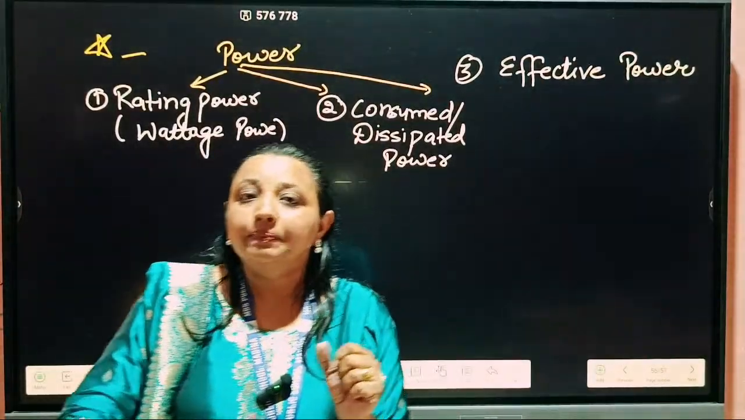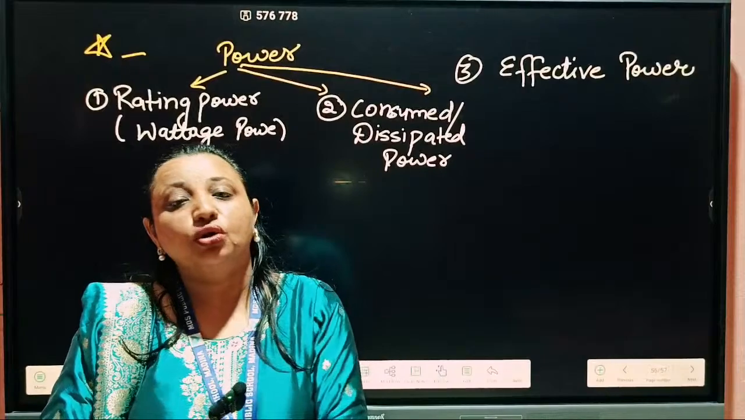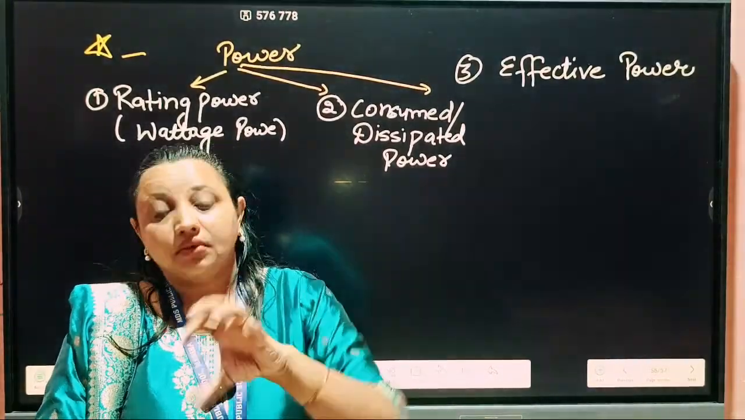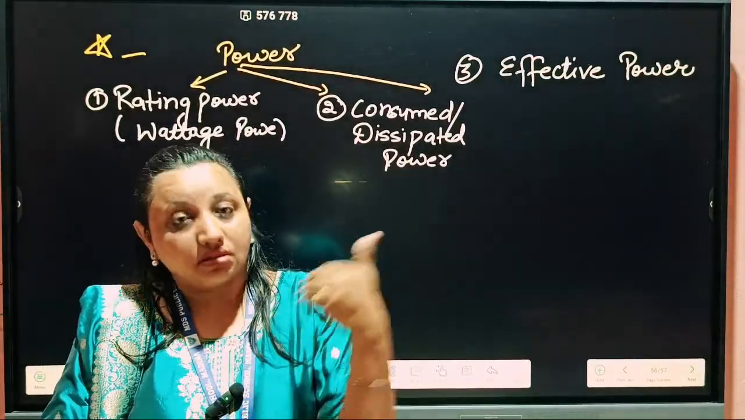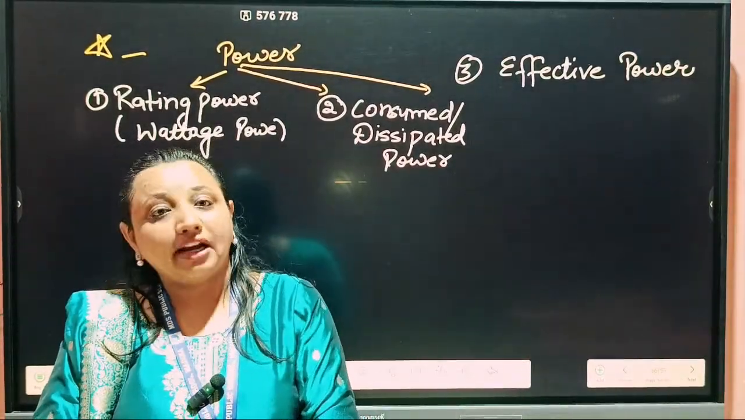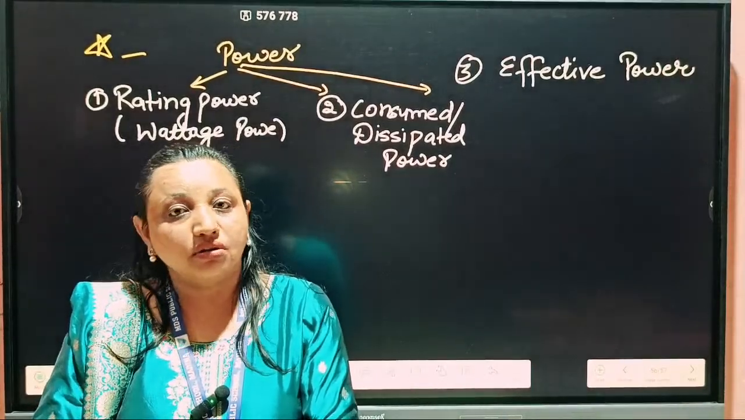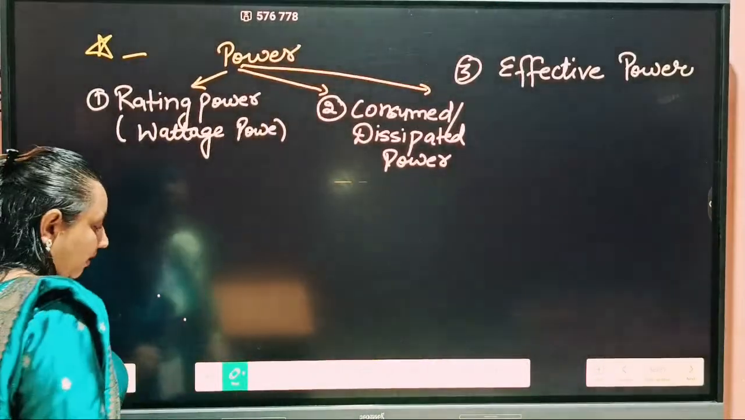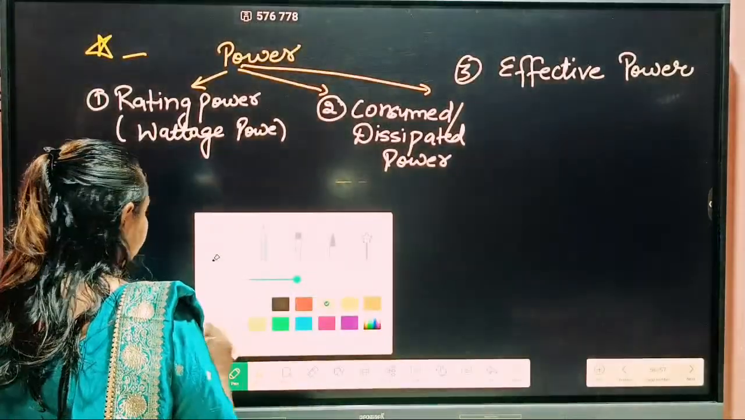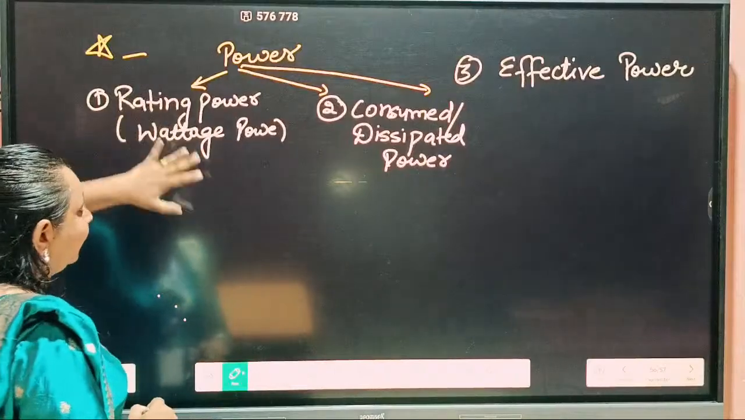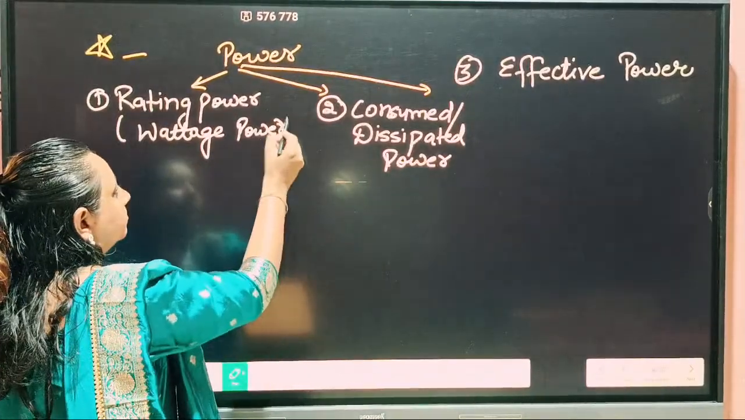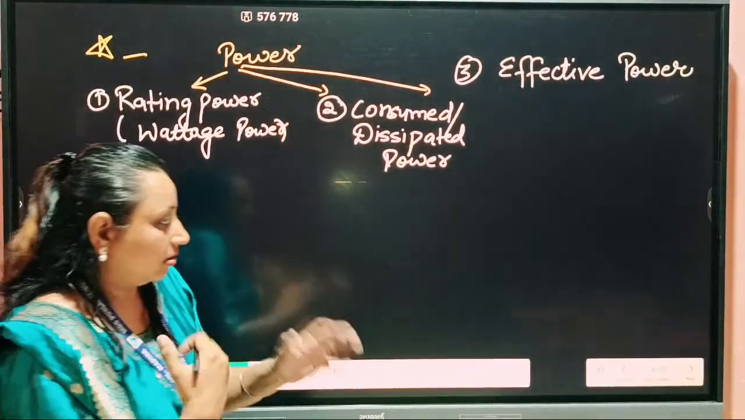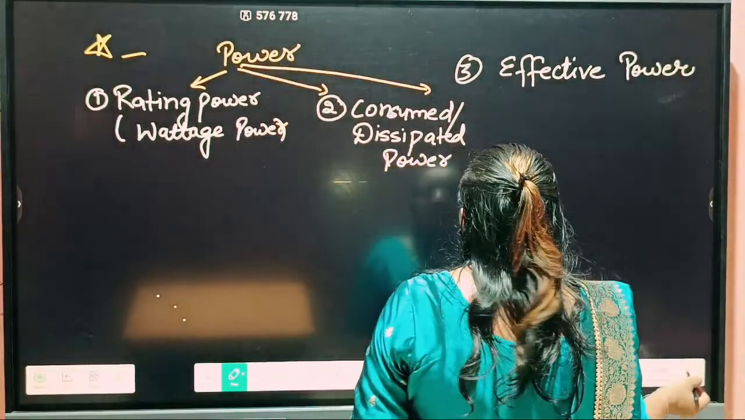Effective power is like that: if we connect 2 or 3 bulbs, 2 or 3 electrical appliances across a power supply, then what is the net power across the series combination or the net power across the parallel combination? That is known as effective power. Okay, now we talk about one by one. So, rated power, you understand now? With an example, I'll explain these things.